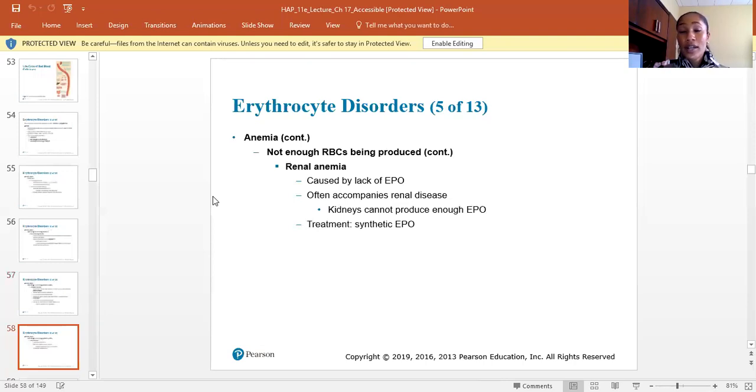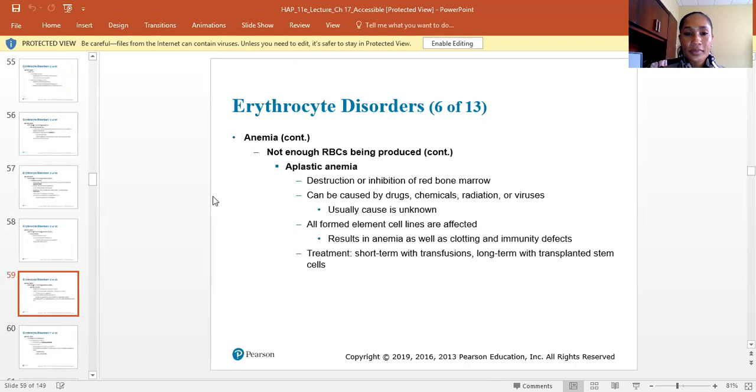Renal anemia, this is caused by a lack of erythropoietin. So for some reason, your kidneys are not able to generate the hormone EPO. This often accompanies a renal disorder. So if I already have issues with my kidneys, then that can cause my kidneys to not make proper amounts of EPO. So a treatment for that is to take a synthetic version of this hormone.